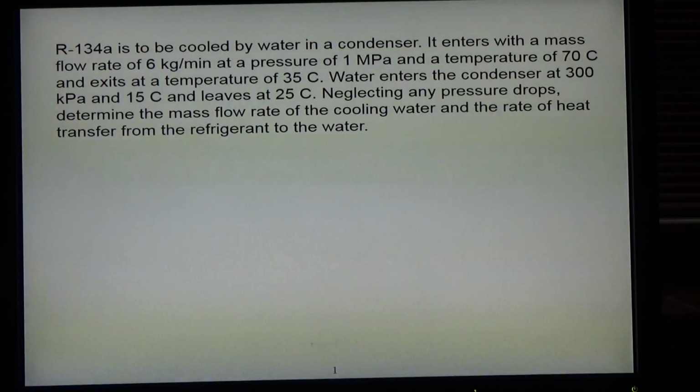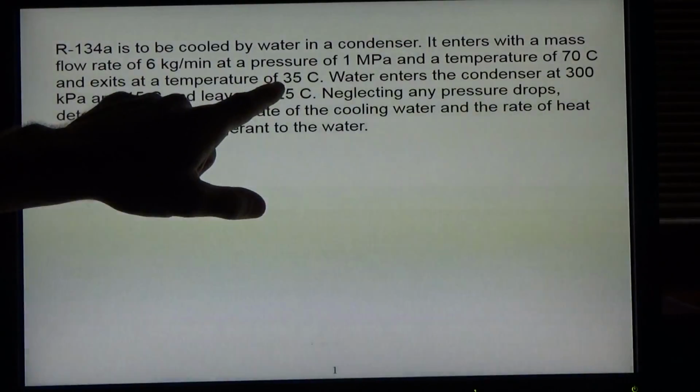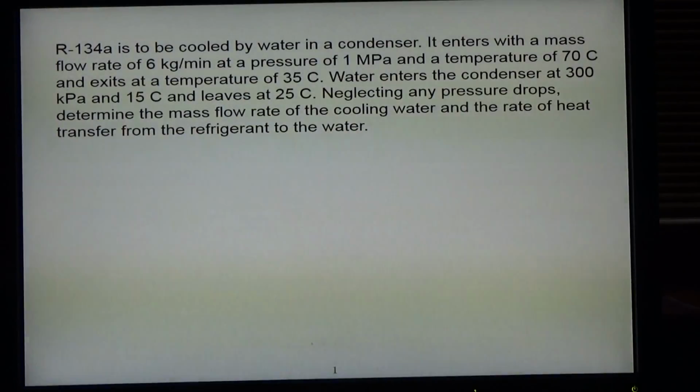So R134A enters with a mass flow rate of 6 kilograms per minute at a pressure of 1 megapascal and a temperature of 70 Celsius, and exits at a temperature of 35 Celsius. So it cools down a total of 35 degrees. Water enters the condenser at 300 kilopascal and 15 Celsius and leaves at 25 Celsius. Neglecting any pressure drops, determine the mass flow rate of the cooling water and the rate of heat transfer from the refrigerant to the water.